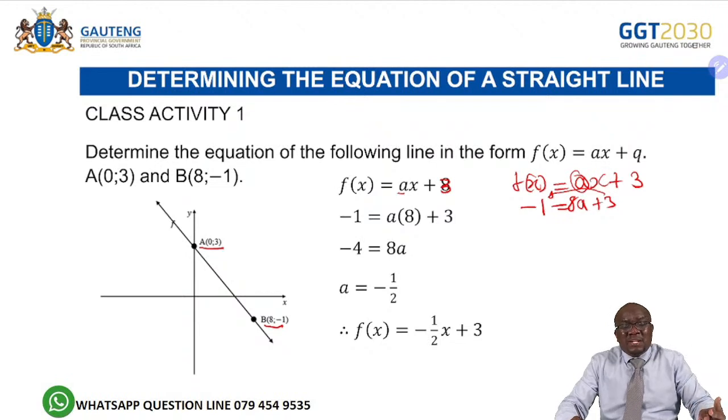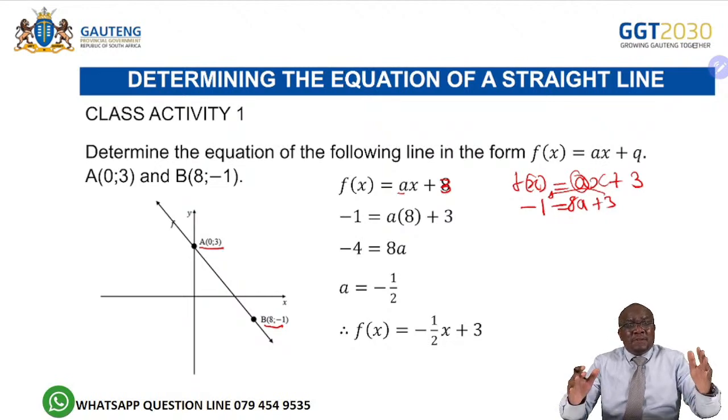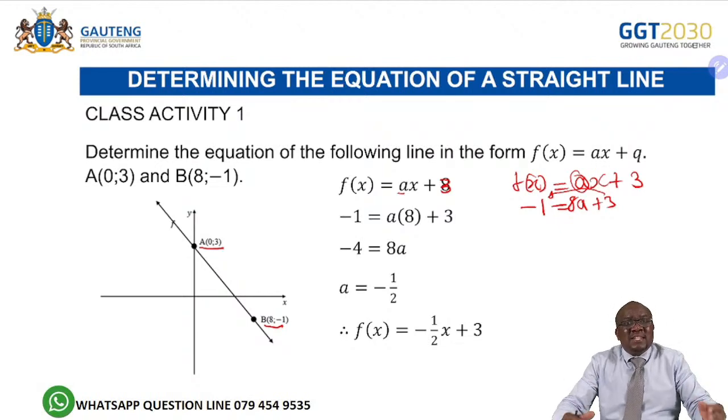The first method that I'm going to show you is using the gradient, and then the second method is using the simultaneous equations. So this is what we're going to do. I'll give you an example. We do the 2 methods together, and then I give you an activity. On the activity, you will choose the method that you want to use. Okay, you won't do both. You'll choose the method that you're comfortable with. Okay, are we fine with that?